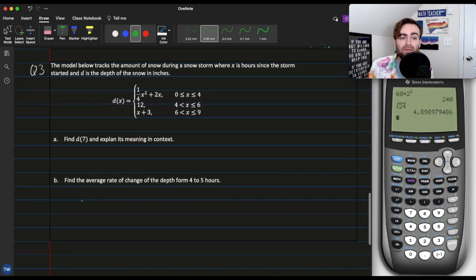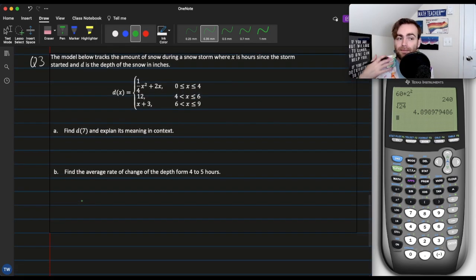Last thing we're going to talk about is piecewise functions. So we talked about piecewise functions a little bit earlier. Here we're going to actually talk about piecewise functions in an analytical context. So the model here below tracks the amount of snow during a snowstorm, where x is the hours since the snow started, and D is the depth of snow in inches.